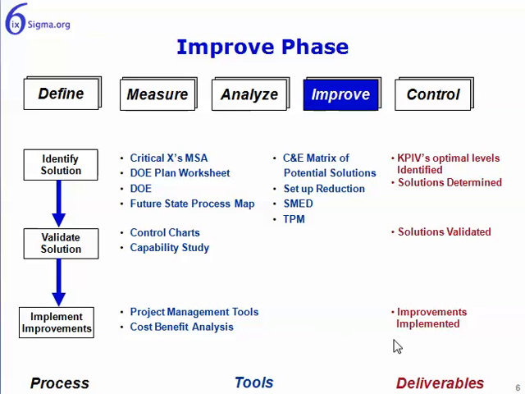And then the last thing we want to do is implement this improvement. So although it's the improve phase, we could consider it to be both the improve and the implementation phase of DMAIC.